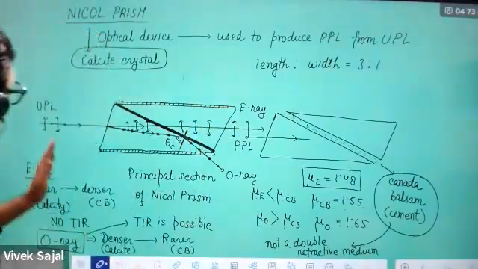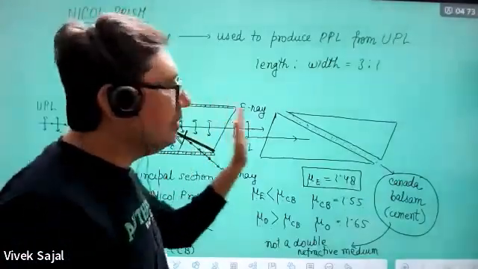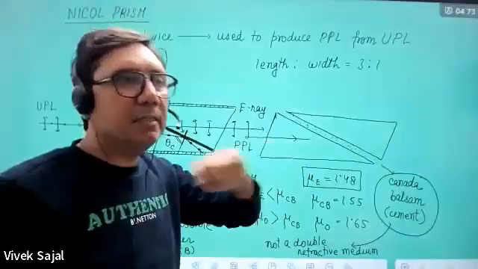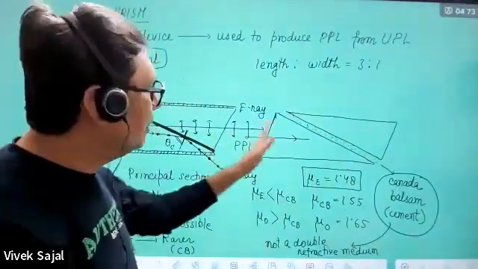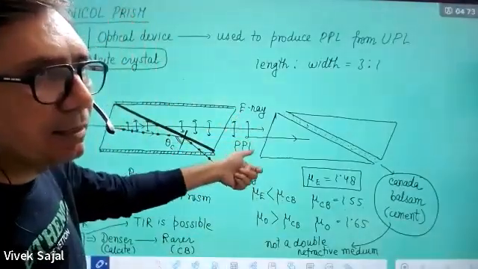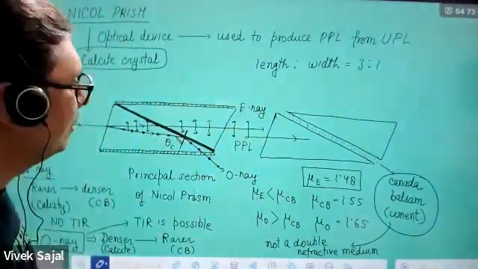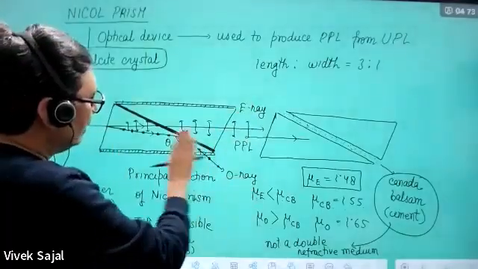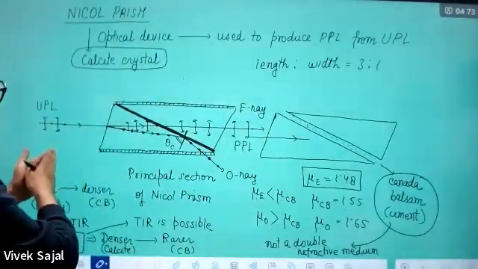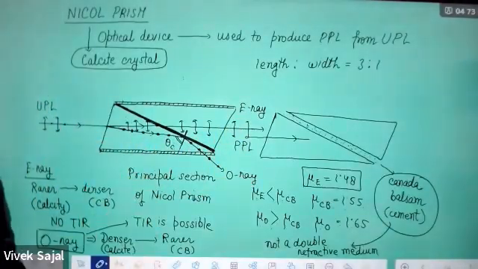So what is happening now? Try to understand: unpolarized light is incident on this side, and on this side we are getting E ray only. So through the Nicol prism E ray is passing. E ray will emerge as plane polarized light from the other side. What will be the direction of the electric vector? The electric vector will be parallel to the principal section of this Nicol prism. So in this way, one can produce plane polarized light from unpolarized light with the help of this Nicol prism.